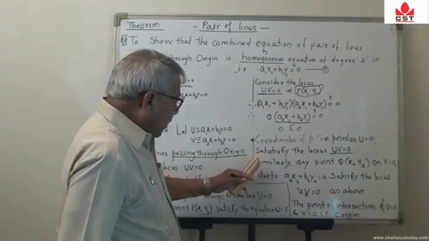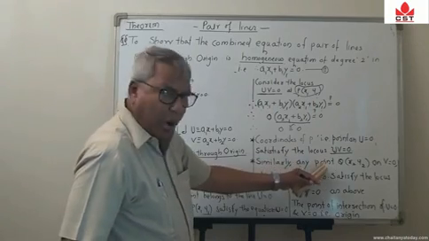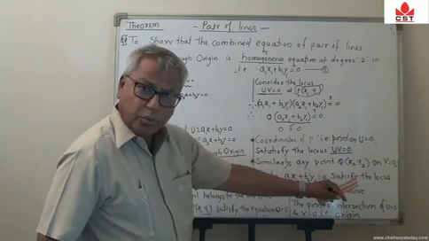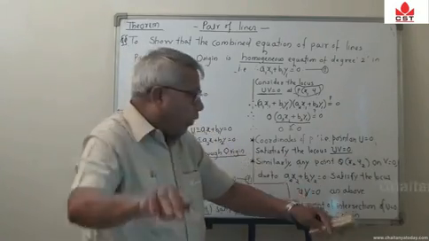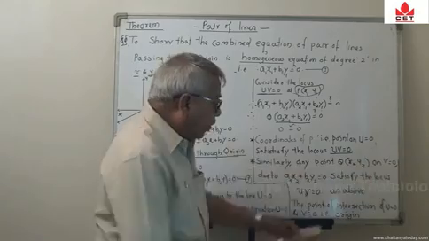That means similarly, any point Q(x2, y2) on v is equal to 0, what will happen on v is equal to 0?